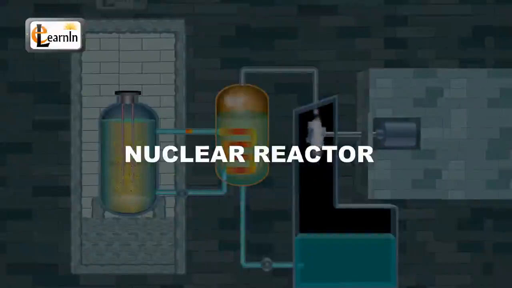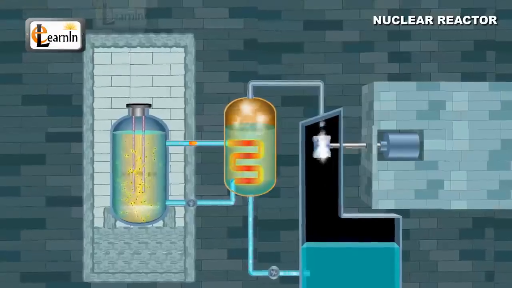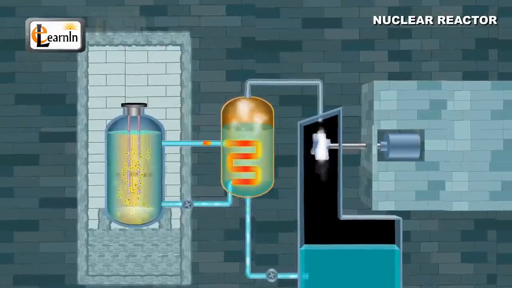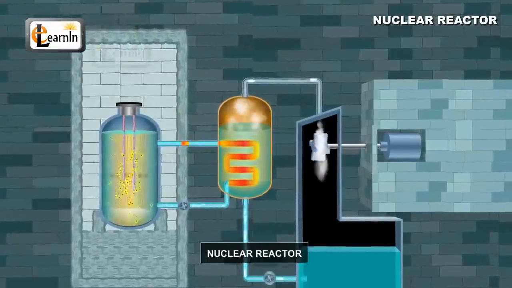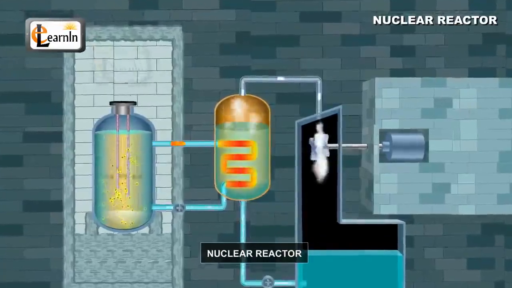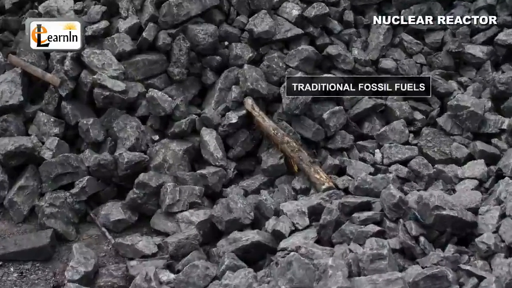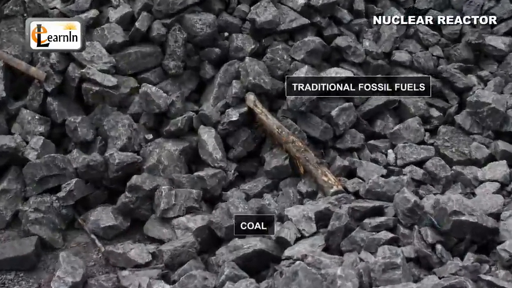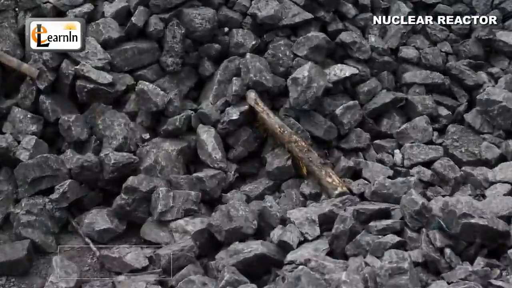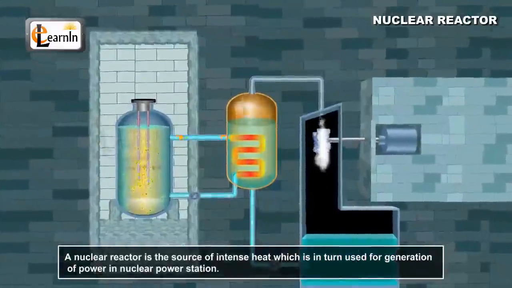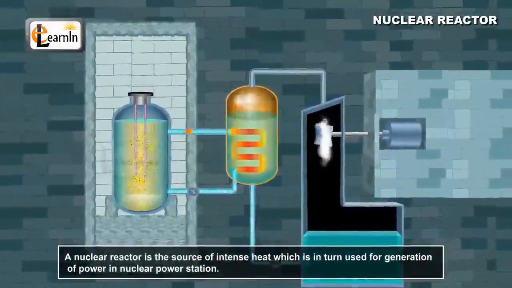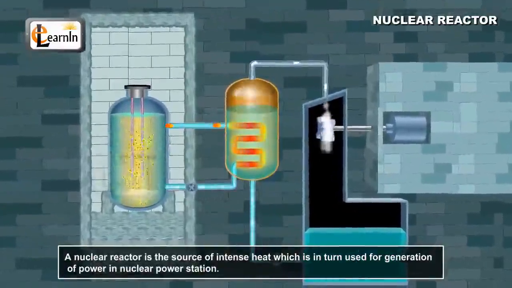Nuclear reactor. In this video, we're going to learn about the nuclear reactor. Nuclear reactors are the modern-day devices extensively used for power generation, as traditional fossil fuels like coal are at the brink of extinction. A nuclear reactor is the source of intense heat, which is in turn used for generation of power in nuclear power stations.